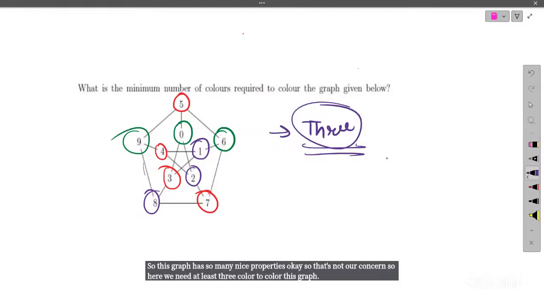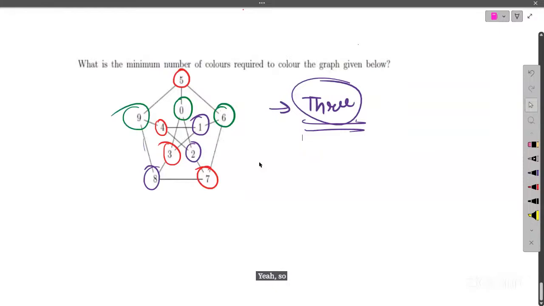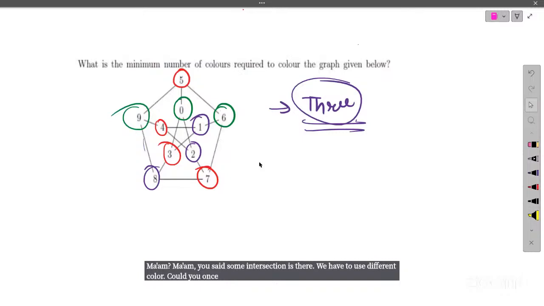Thank you, ma'am. Thank you so much for the explanation. Yes, you have to proceed in this way only, because we don't have any fixed method. Ma'am, you said, yes, Manish? If there is an intersection, we should not color, we have to use a different color. Could you repeat that statement once?